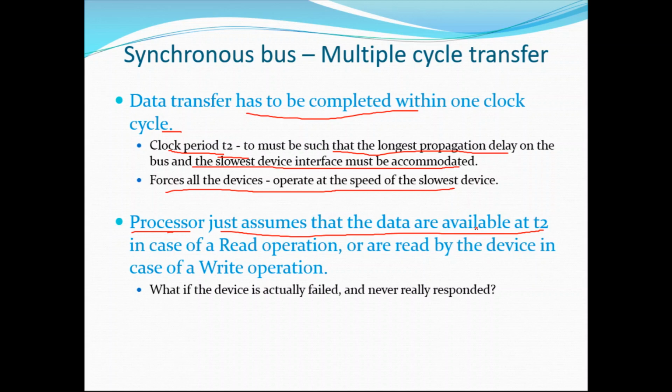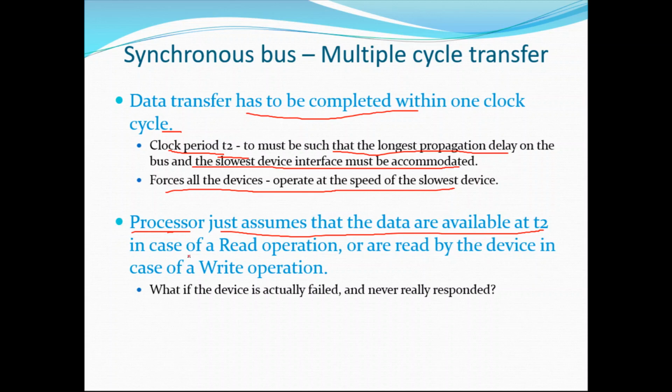It is something like you are assuming that your friend started two days before from Delhi, so he will be arriving here after two days. Maybe something might have happened. He might have got down somewhere in between, but all those things you don't know. So this is also something like that. Processor just assumes that the data are available at T2.